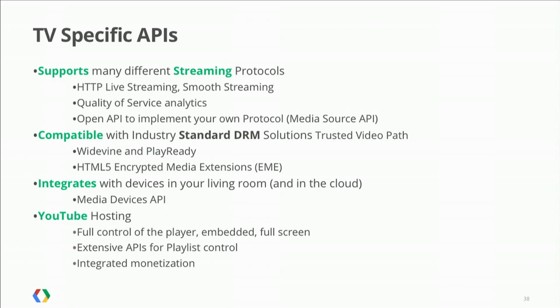So if you are a content owner and you have all those video assets, you can feel secure that when you distribute them to a Google TV, they will be DRM protected by our DRM trusted video path. We support Widevine and PlayReady formats. So if you have existing backends, you can just use those backends. We also support, now with the new Chrome browser, HTML5 encrypted media extensions.